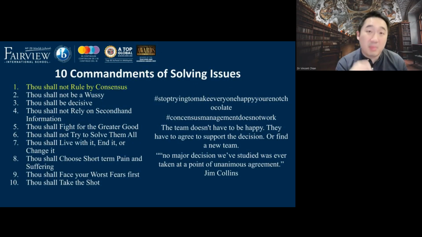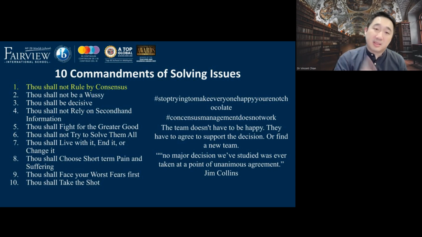Right, so here are the 10 commandments of solving issues. One, stop trying to make everyone happy. You're not chocolate. Second, consensus management does not work. If you try to make everybody happy, you're going to make nobody happy. The team doesn't have to be happy. Not everyone in your team is going to be happy. You can't please everyone. That's just not going to work.